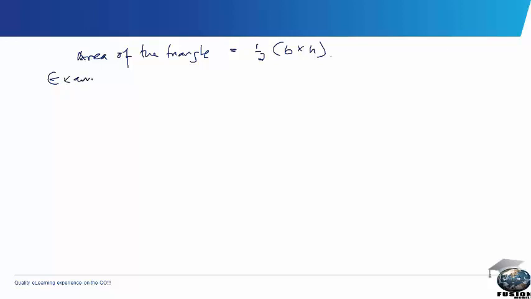Had we been given the height of the triangle, we would simply find the area by multiplying the base by the height. That's all. I can take a second example, example 2. Here, you're told to find the area of the triangle.